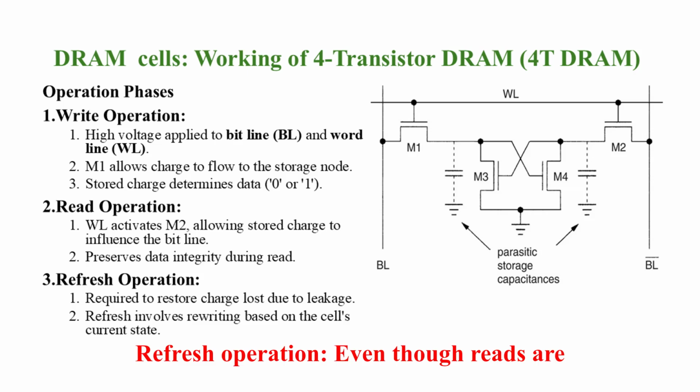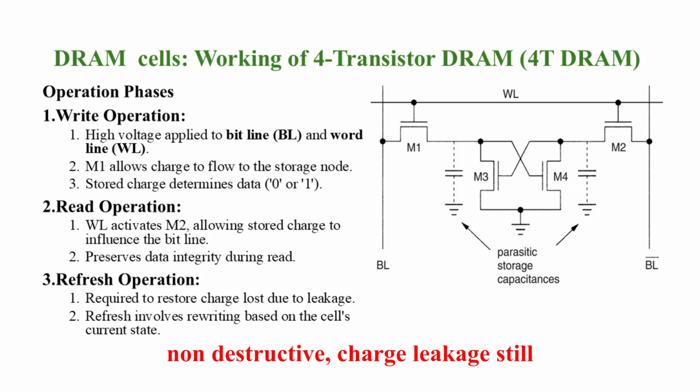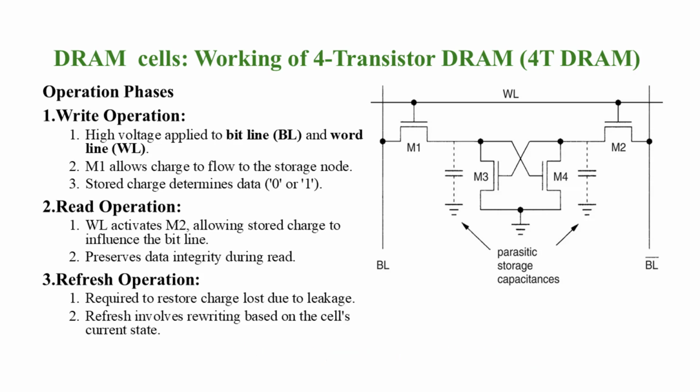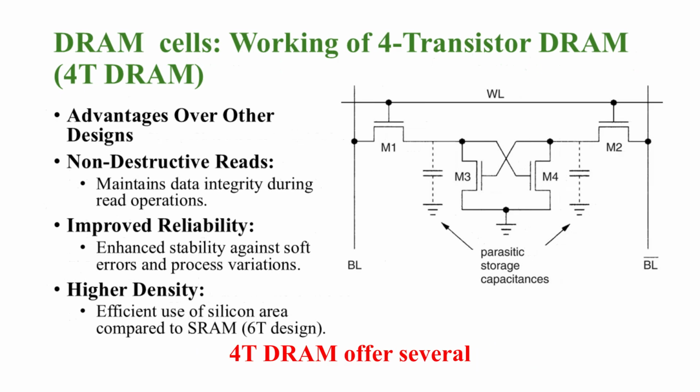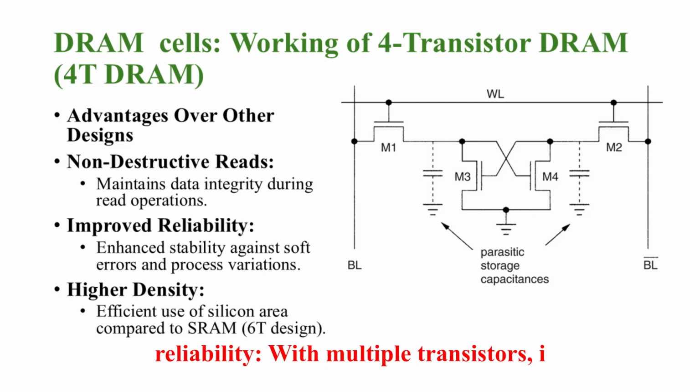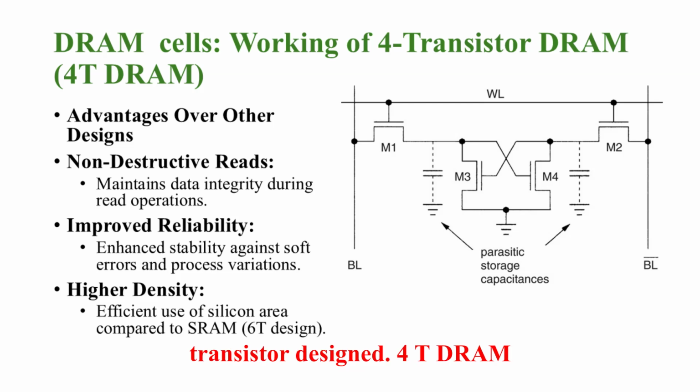Refresh operation. Even though reads are non-destructive, charge leakage still occurs over time. Periodic refreshes are needed to restore the original charge, ensuring long-term data integrity. 4T DRAM offers several advantages over other designs. Non-destructive reads. Unlike 1T1C DRAM, the data is preserved during read operations. Improved reliability. With multiple transistors, it is more stable against soft errors and manufacturing variations. Higher density. Compared to SRAM's 6-transistor design, 4T DRAM achieves a good balance between functionality and silicon efficiency.